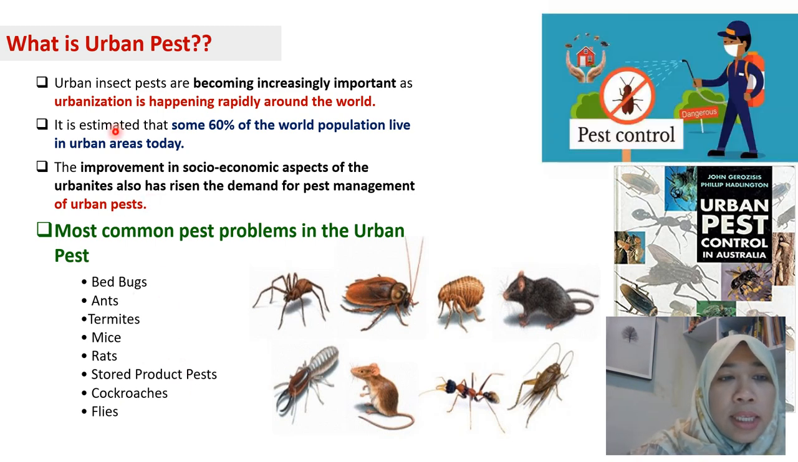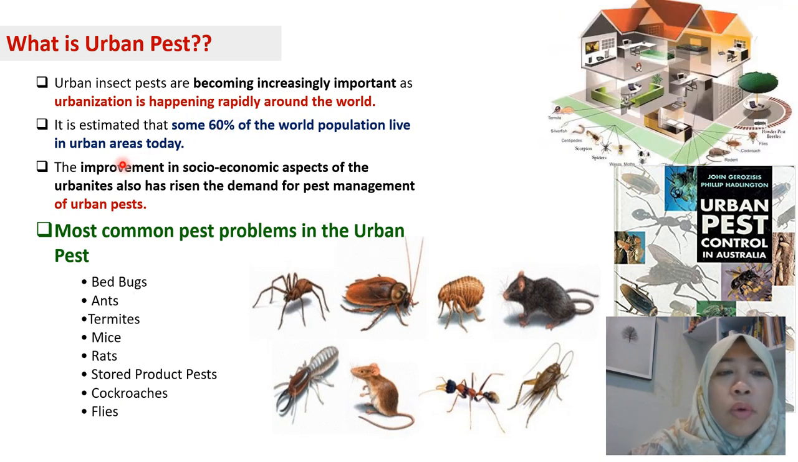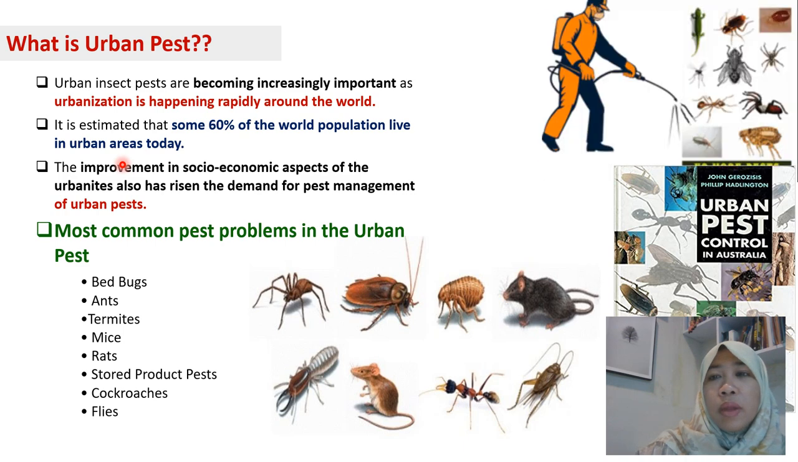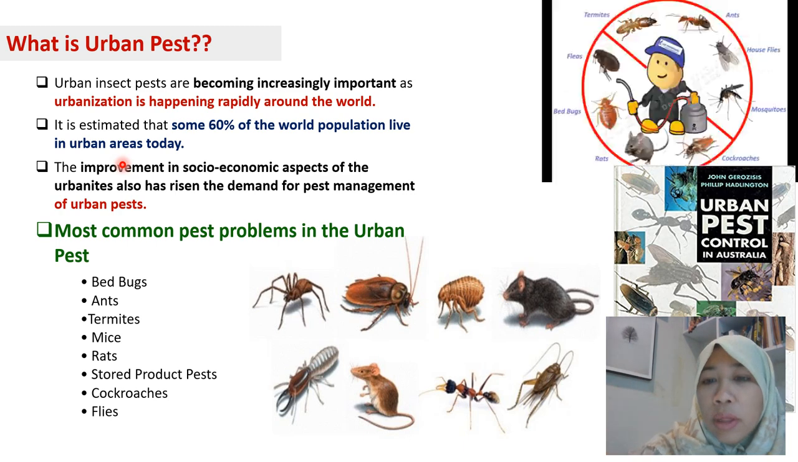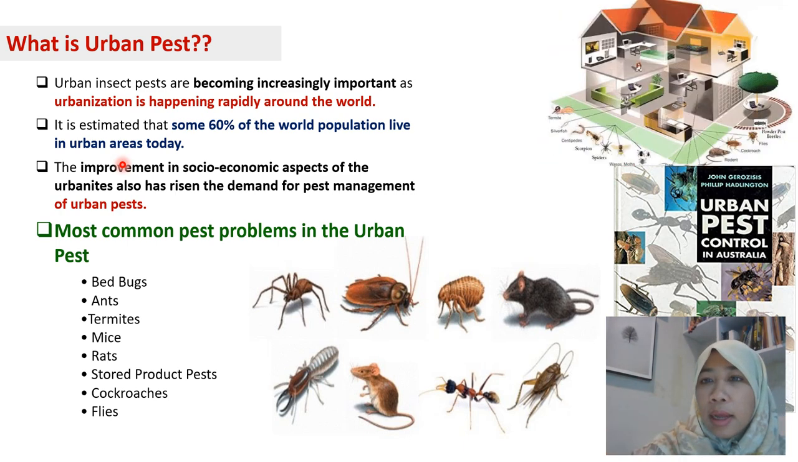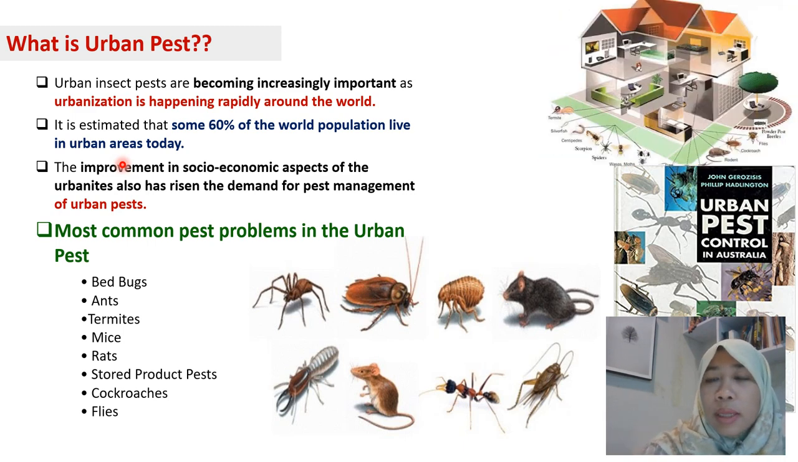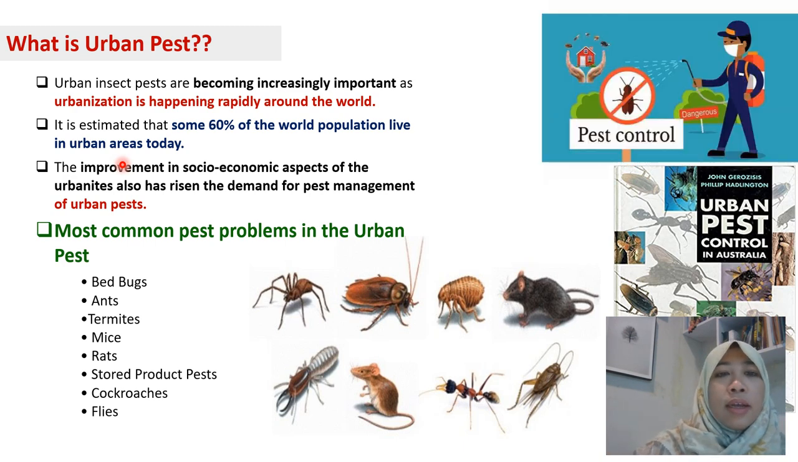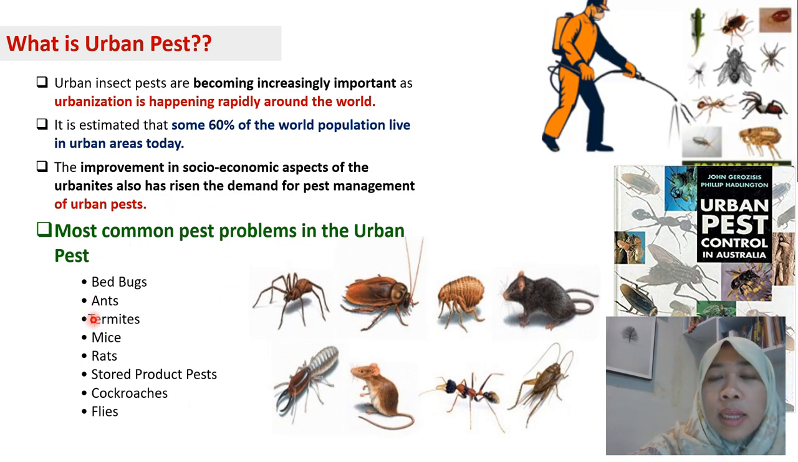And it is estimated some 60% of the world population live in urban areas today. Not only in our house, but also in the hotel, in a restaurant, fast food, in the supermarket, and then in a factory, and a lot of buildings maybe could be contaminated with that pest.